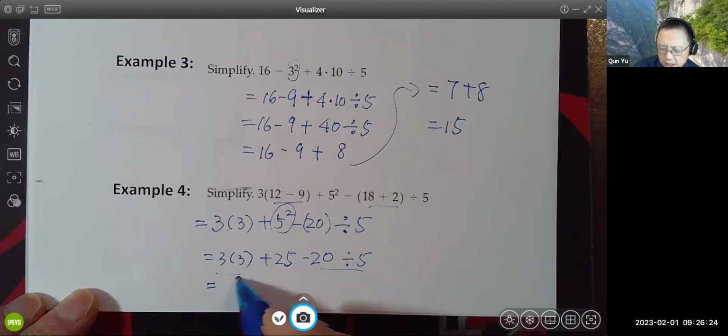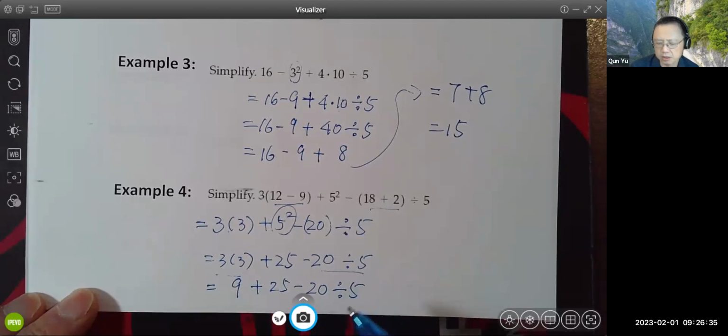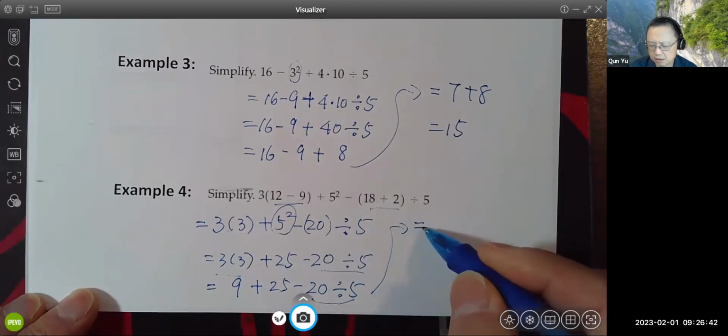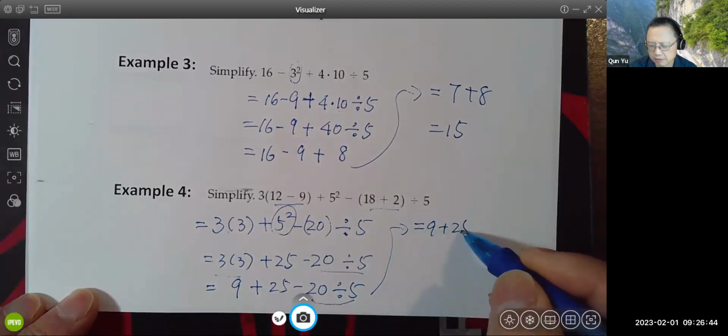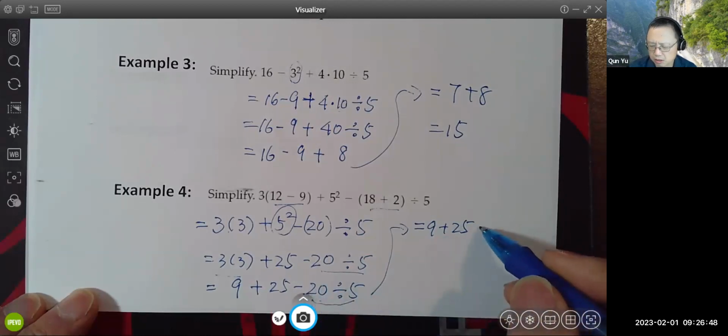3 times 3 is 9, plus 25, minus the result of the division. But I just said we do it step by step, so I copy the whole thing. Now you can see the next step will be this division. Let's put it on this side. So equals 9 plus 25 minus the result of this division, which is 4.